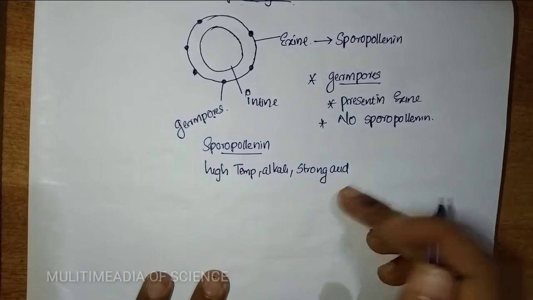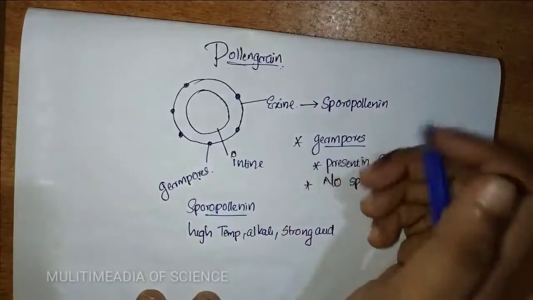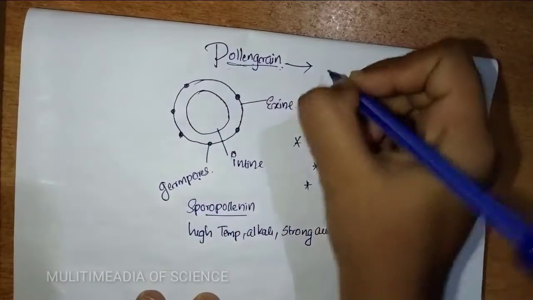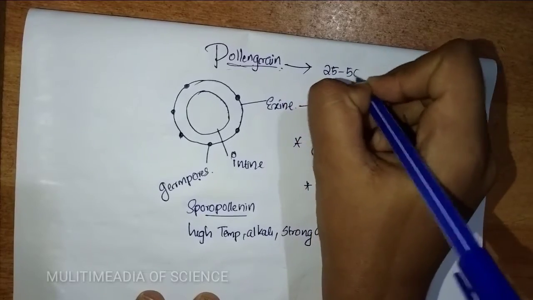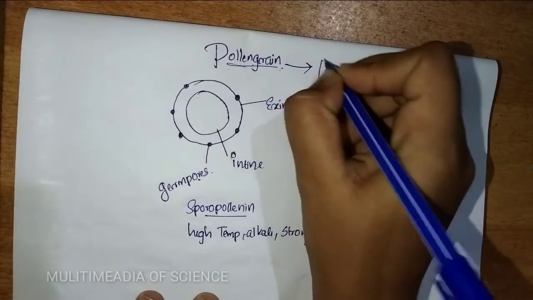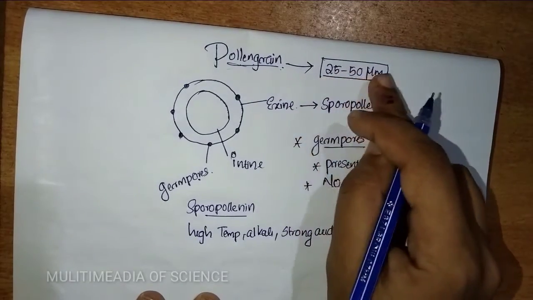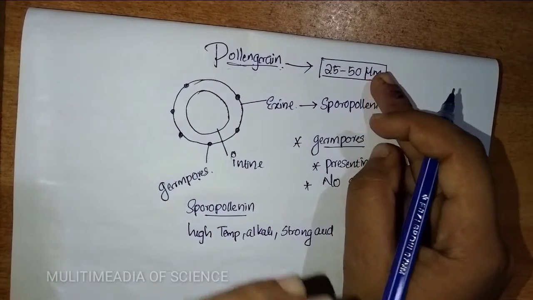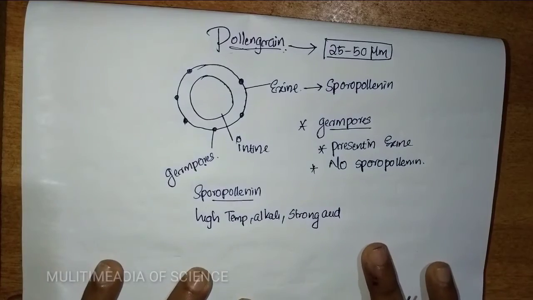Then we are discussing the size of the pollen grain. The size of a pollen grain is about 25 to 50 micrometers. It is very important for the NEET exam. 25 to 50 micrometers is the size of the pollen grain. Clear? Then intine and exine.